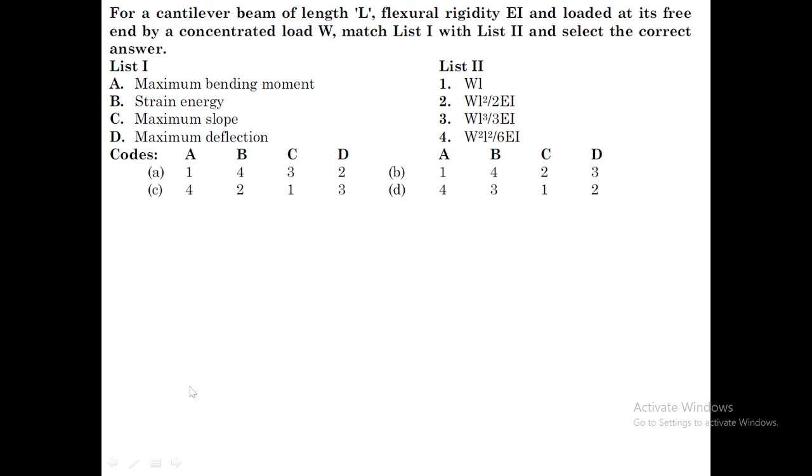Next question: for a cantilever beam of length L and flexural rigidity EI, loaded at the free end by a constant load W, match list 1 with list 2 and select the correct answer. The bending moment of the cantilever beam is W into L, so A is 1.